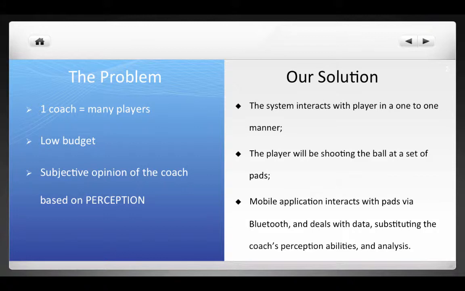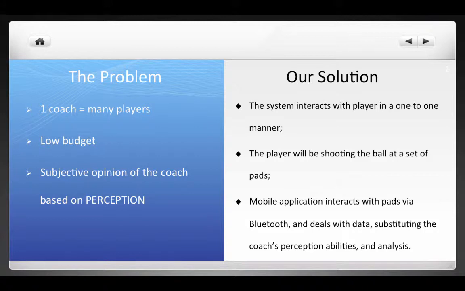So, traditionally, the way in which athletes train is they practice a set of routines, the coach watches and decides what needs to be improved. However, there are a set of problems with this way. First of all, there is only one coach and there are many athletes, so it's hard for the coach to keep track of all the athletes. And also, the suggestions given by the coach depend on his perception. Sometimes they are not really accurate.